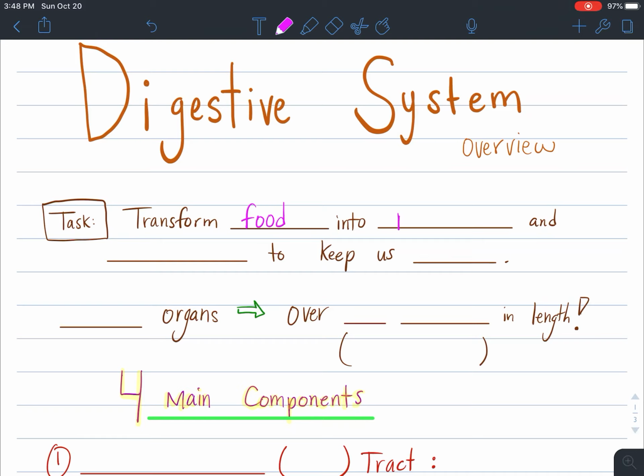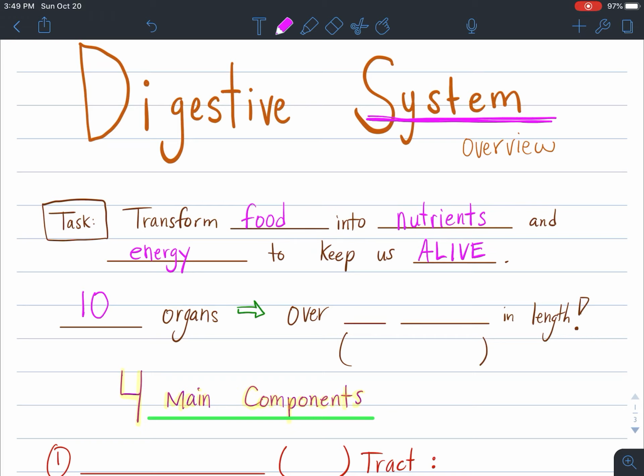into nutrients for our cells. So to transform food into nutrients and energy to keep us alive. Okay, well, guess what? This includes somewhere close to 10 different organs. And if we think of something that is a system, it means that there is multiple things all working together to do one task. And so the task is to transform food into nutrients and energy to keep us alive.